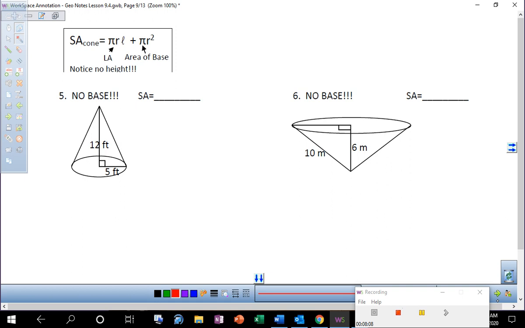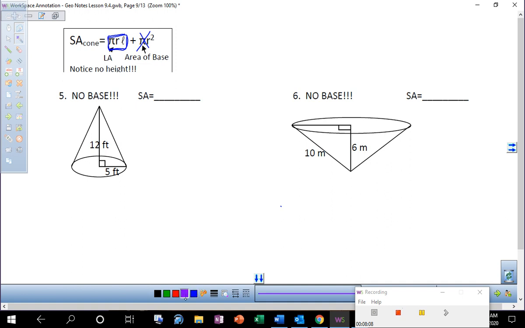If you notice in the instructions, they both say no base. So essentially on these, we just don't have to add in that base portion. We will just be doing the lateral area. We don't need to do the base on these. So I will do number 5 with you, make sure you're good there, and then I'll let you give number 6 a shot on your own in just a second.